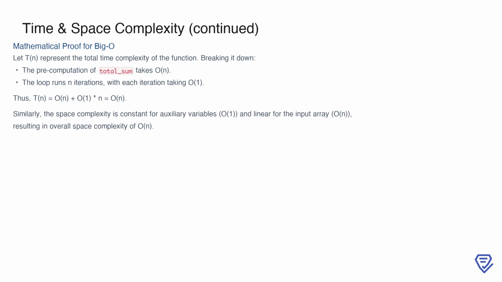The auxiliary variables, such as n, total_sum, and others, require O(1) space, as their memory usage does not grow with the input size. However, the input array nums contributes O(n) to the space complexity, as it depends on the size of the input. Therefore, the overall space complexity is O(n), which is optimal given the problem constraints.